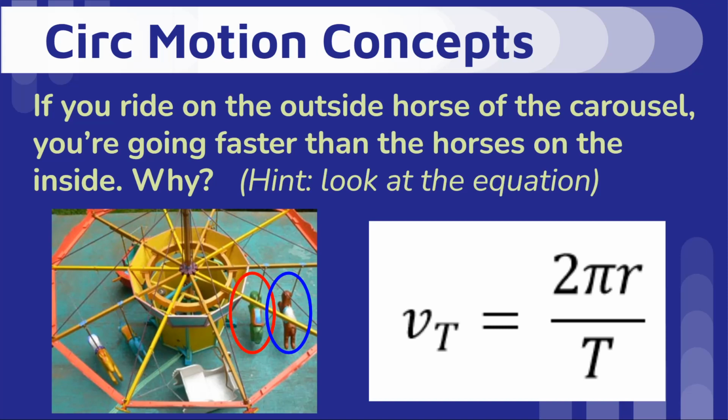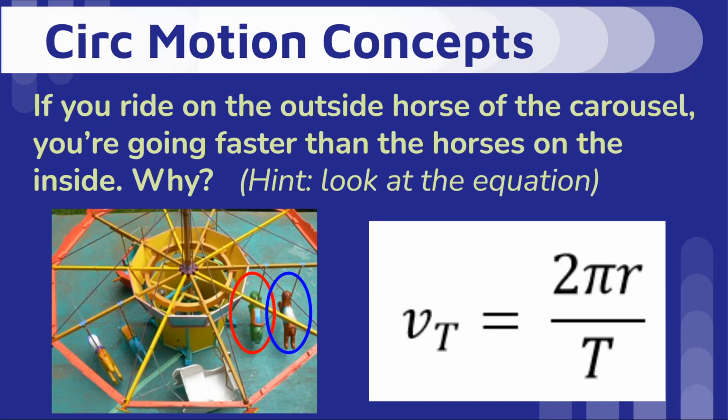Yes, sir. It's farther away from the center. Because it's farther away from the center. It's a bigger circle. Okay, look at the equation. If you have a larger radius, which you would if you were on that outside horse, it's farther from the center. That means it has a larger distance to travel. That circumference is a longer distance, but if it does it in the same amount of time, you're going faster.